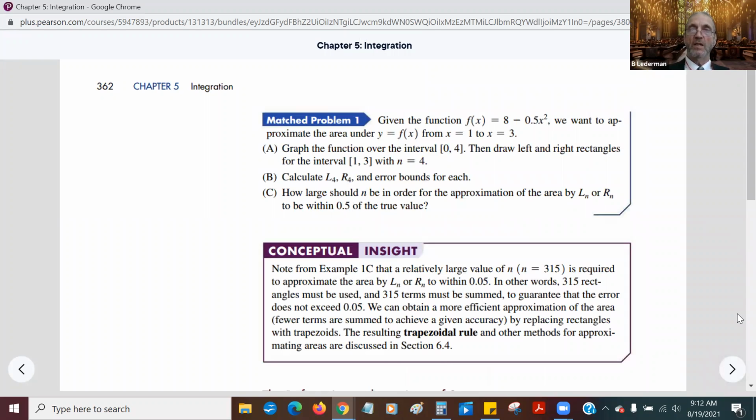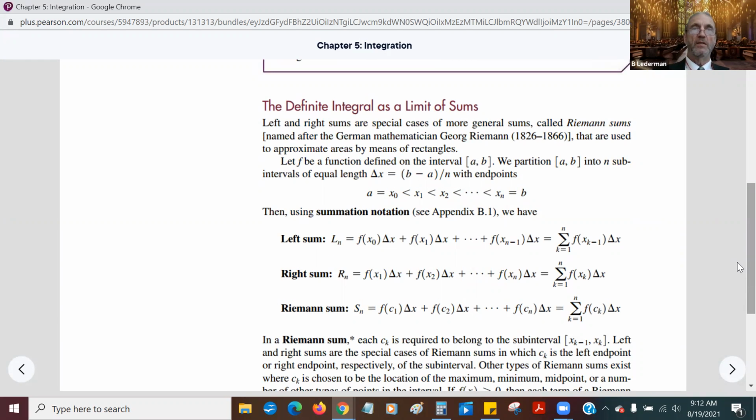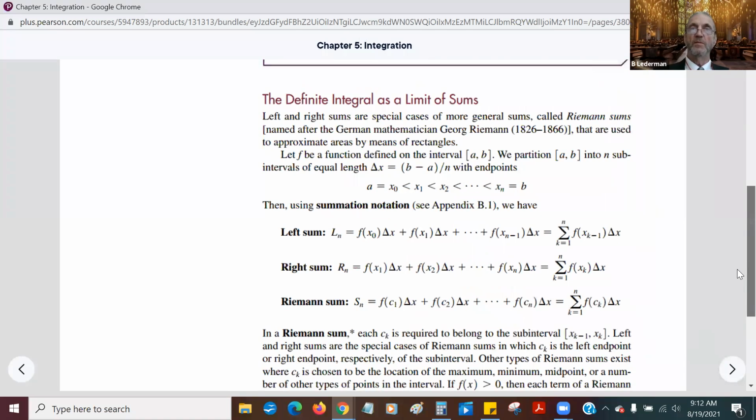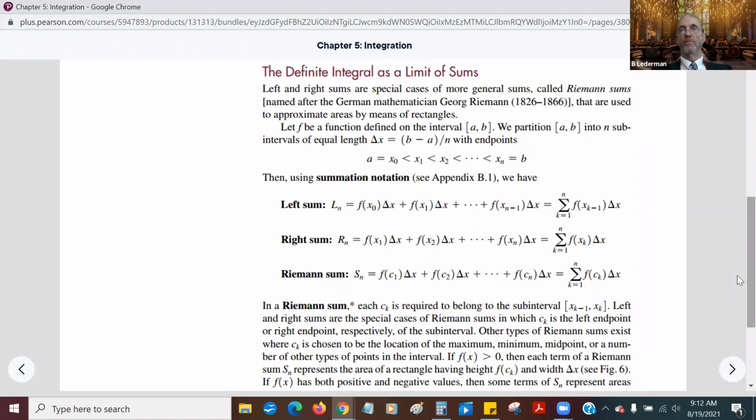Okay, next. The definite integral as a limit of sums. So here's the thing. If I take the sum of all these little pieces, now what's x0, x1? I'm breaking up these, I guess, partition numbers, but I don't want to use the word partition because we use that in a different context.